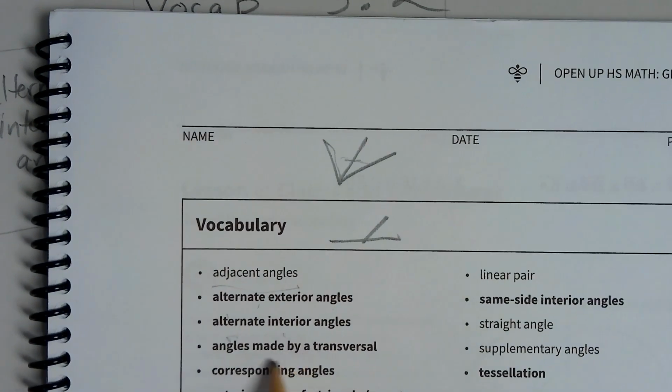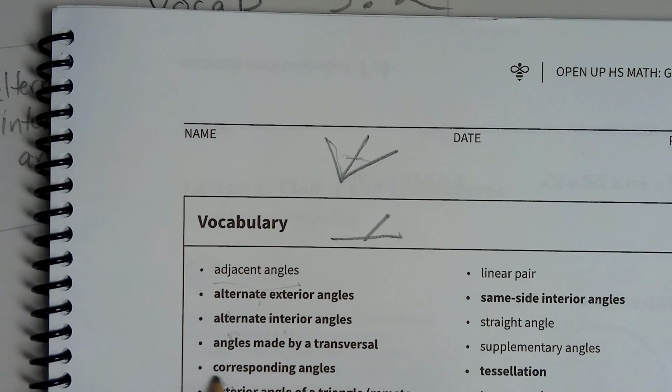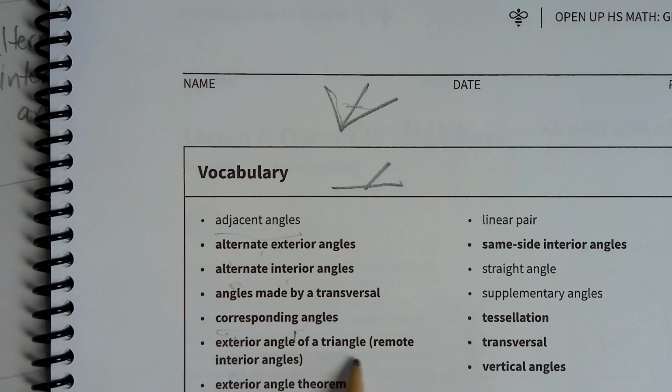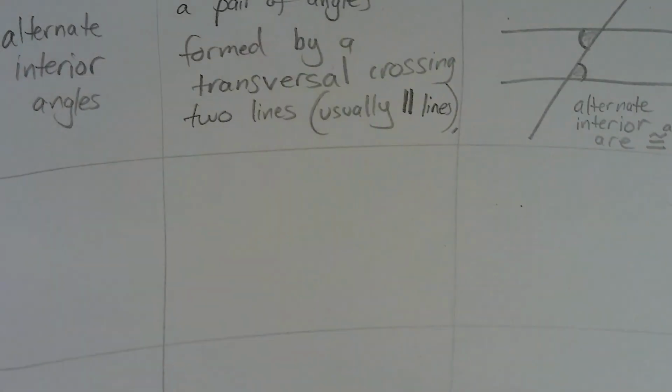Angles made by a transversal, I think we know what that is. Corresponding angles, we know what those are. That was actually on the last vocab. Exterior angle of a triangle and the remote interior angles. Okay, we just learned about this coming back from break.